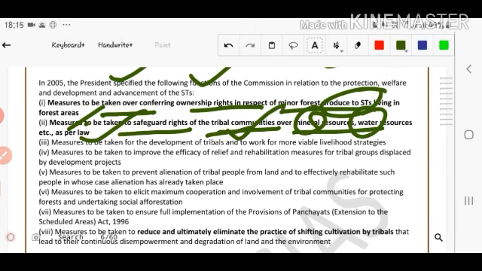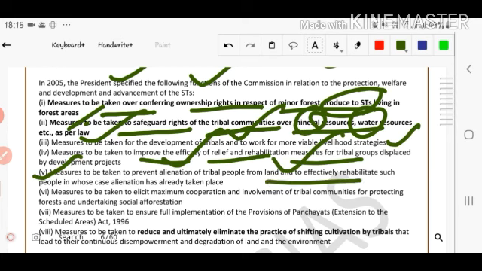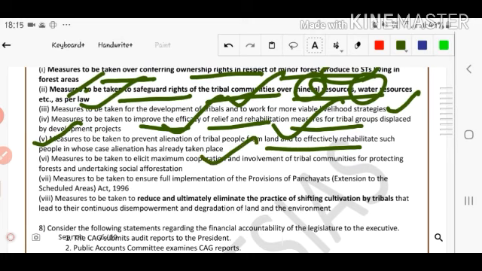Measure to be taken for the development of tribal people's livelihood conditions, so that development happens beyond the subsistence basis. Number four, measure to be taken to improve the efficiency of relief and rehabilitation measures for tribal groups and displaced people. Measure to be taken to prevent alienation of tribal people from the land and effectively rehabilitate the people in whose case alienation has taken place. Measure to be taken for the maximum cooperation and involvement of tribal people as much as possible, so that they can be included in policy formulation.